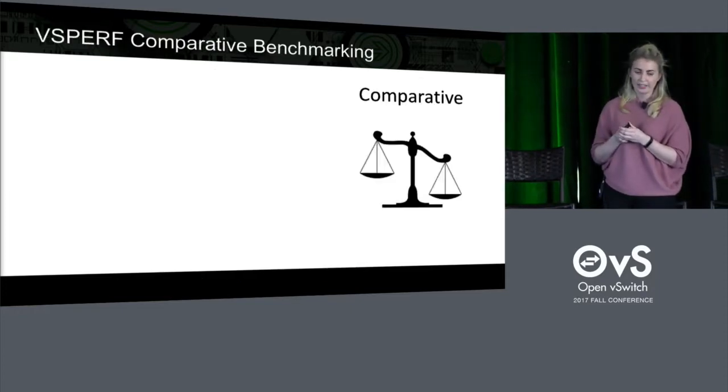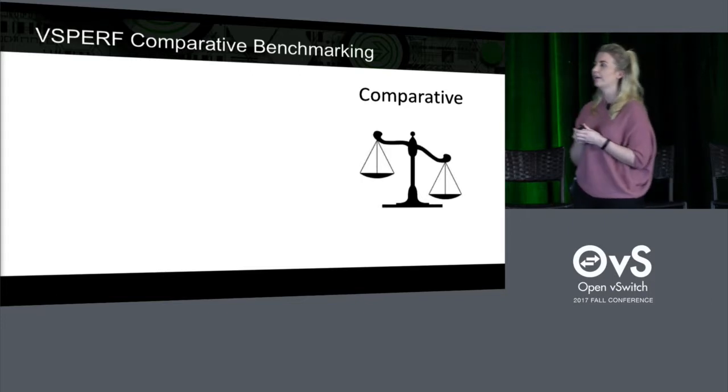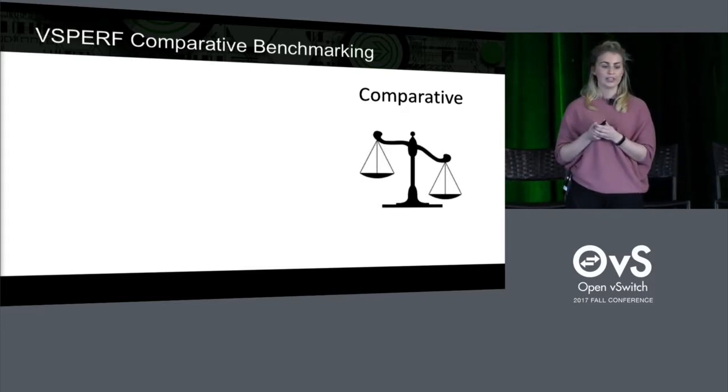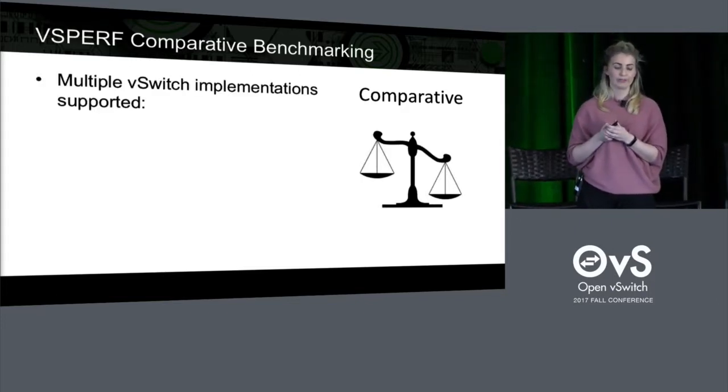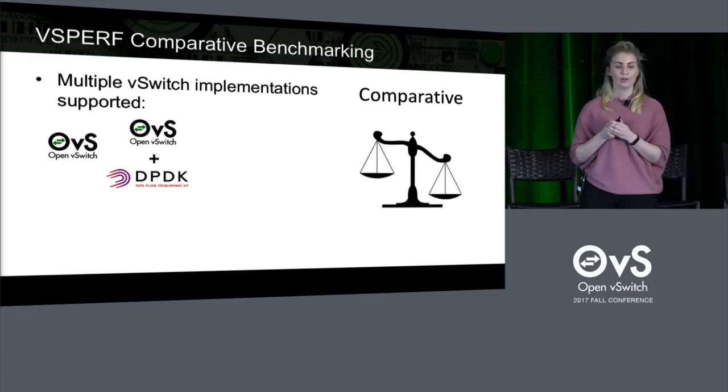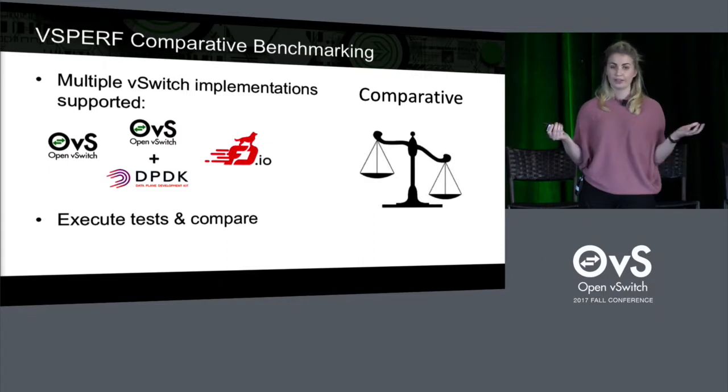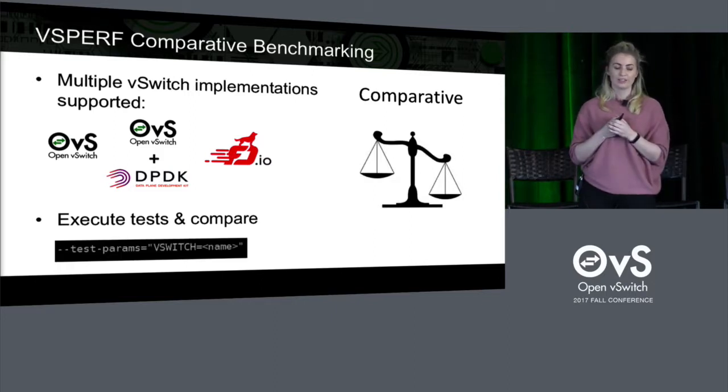Okay, and then finally, VSPERF comparative benchmarking. As I mentioned already, there's support in VSPERF to test native OVS, OVS DPDK, and FDIO's VPP. And comparing them using the tool is very easy. You just execute the same tests for each different vSwitch and compare the results. Simple as that. And to change whatever vSwitch is used in any test in VSPERF, you just modify this vSwitch parameter either on the command line or in the configuration file.